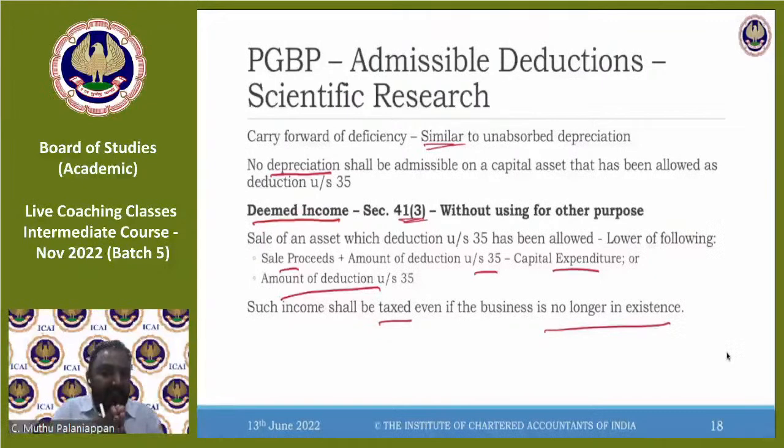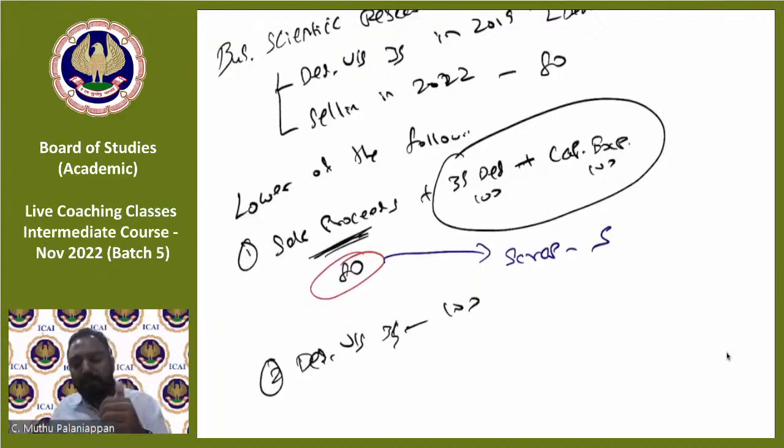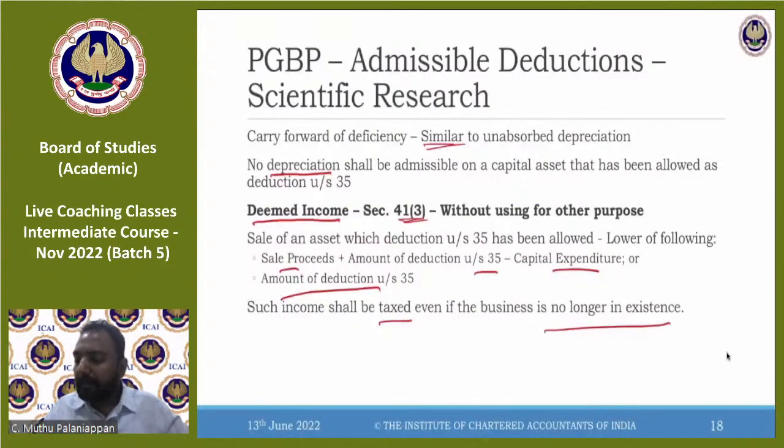So if you have a scientific research asset which is subsequently sold off or transferred, the sale proceeds plus amount of deduction minus capital expenditure, or the amount of deduction under section 35, whichever is lower, will be treated as income. In case it is scrapped instead of sold, for let's say 5, only that will be taxable. So that's what the provision is. It says sale proceeds or deduction under section 35, whichever is lower. Clear? So these are the additional things that we need to understand.